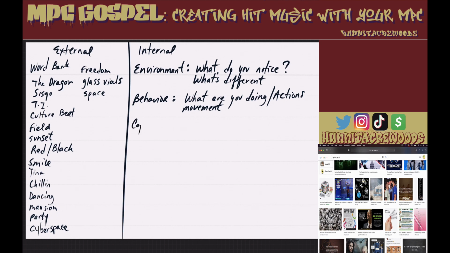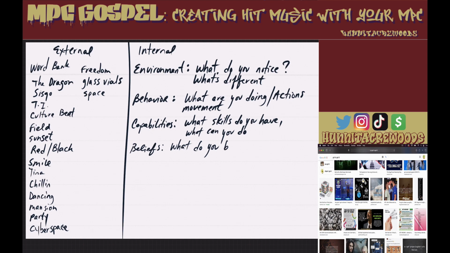Next level is capabilities. What skills do you have? What can you do? I'm saying beliefs. It says, what do you believe to be true or false about the content? What's important?